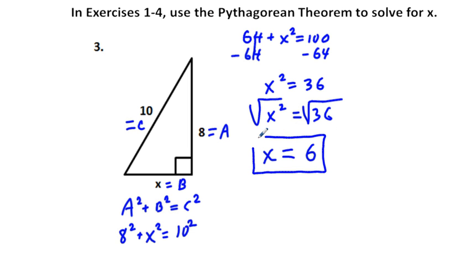And this would be, for those of you who remember back to the geometry class, an example of a 3, 4, 5 right triangle, where we don't have 3, 4, 5, but we have multiples of 3, 4, 5. 6 is a multiple of 3. In other words, 3 times 2 is 6. 8 is a multiple of 4. 4 times 2 is 8. And 10 is a multiple of 5. 5 times 2 is 10. So that's an example of a 3, 4, 5 right triangle.